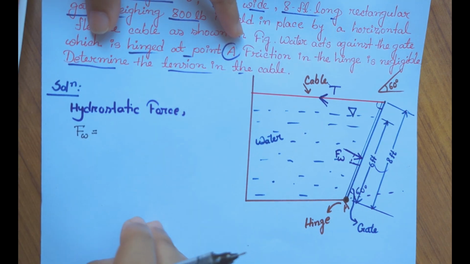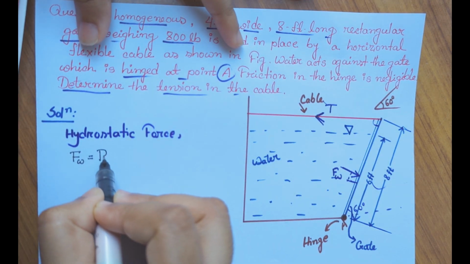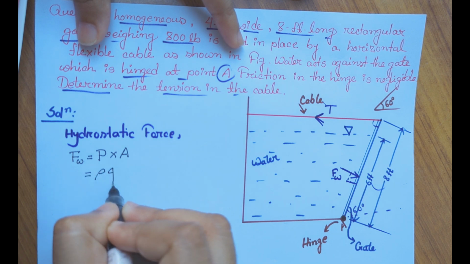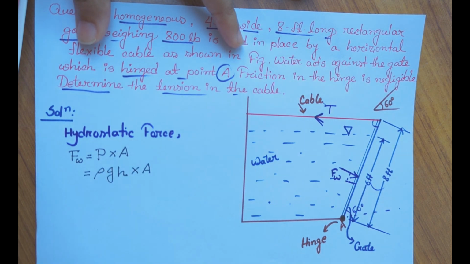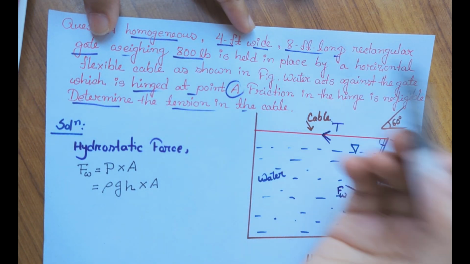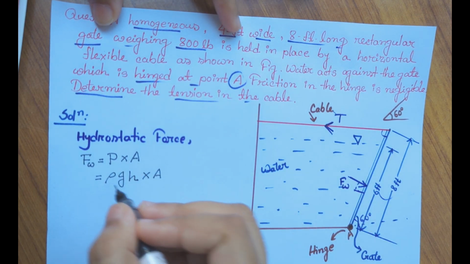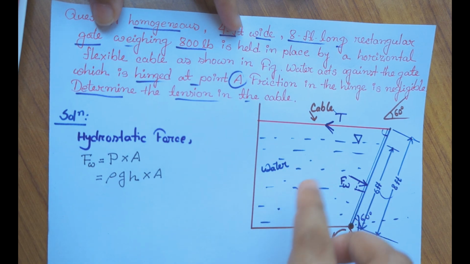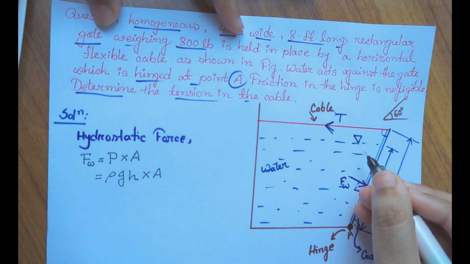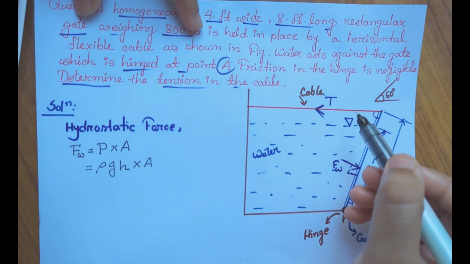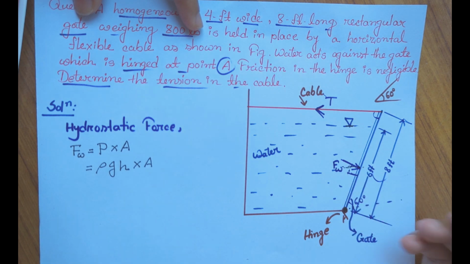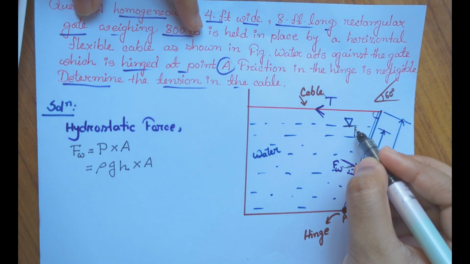So this hydrostatic force will be pressure times area. Pressure equals rho g h, times area. Area means the area of this gate, which is 4 into 8 because it is rectangular. Rho equals the density of the water, which is 1000. g equals 9.81 and h is the centroid distance, meaning the distance from the water surface to the point where the hydrostatic force works. This will be h.